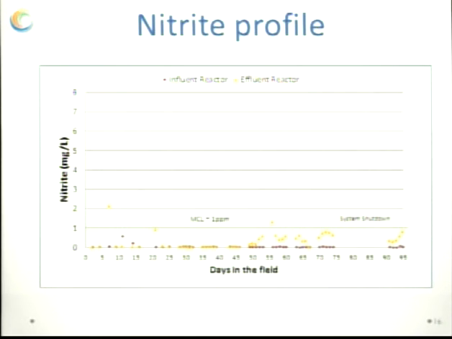A key aspect of biological treatment is that you'd like to remove the nitrate, but you do not want to produce nitrite. This is the nitrite profile as well. If you get incomplete denitrification, you're going to produce nitrite, so you've got to really monitor that and make sure that you stay below the MCL.